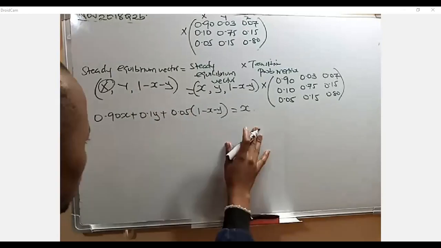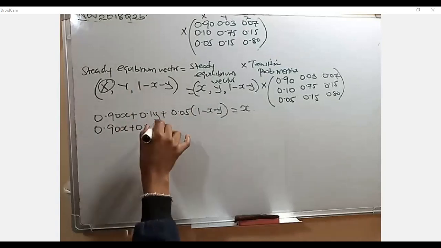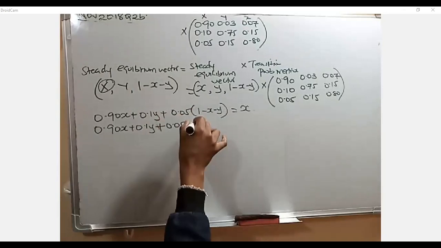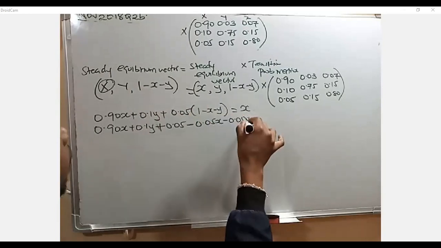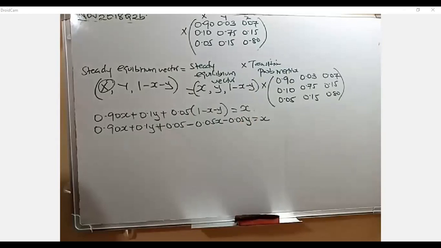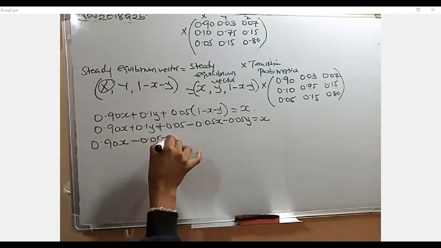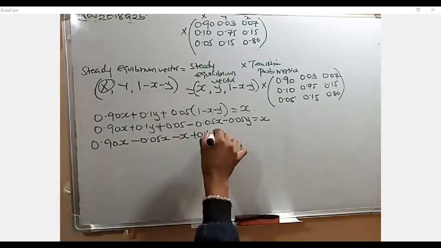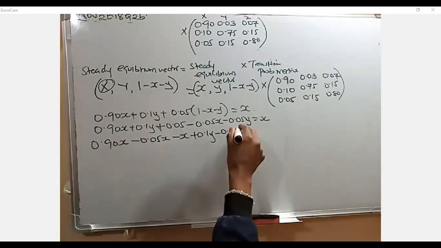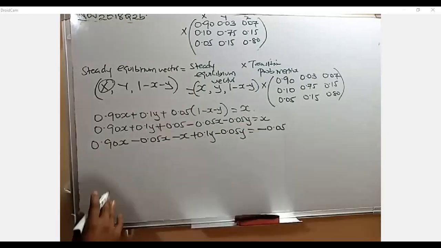Let me open this and put the like terms together before I formulate the second equation. It will be 0.90x plus 0.1y plus 0.05 minus, open your brackets here, 0.05x minus 0.05y should be equal to x. So let us put the like terms together: 0.90x minus 0.05x. Then when you bring the other x from the other side, we get minus x there, plus 0.1y minus 0.05y, which should be equal to, taking this whole number to the other side, negative 0.05. How does this look? So you take your calculator, you do your summations here.